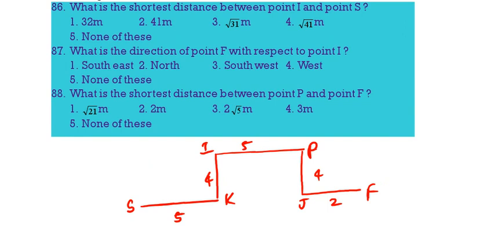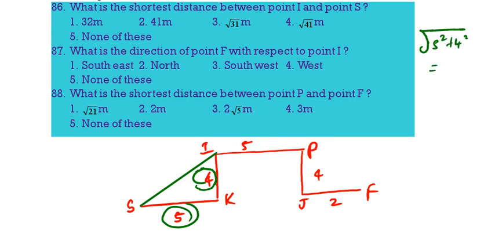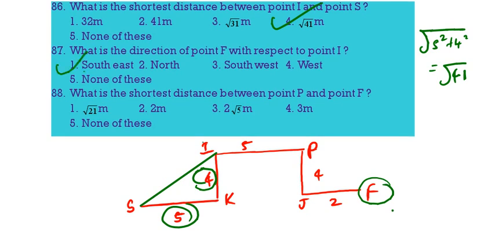What is the shortest distance between I and S? This distance. So this is 5, this is 4. That is root of 5 square plus 4 square, that is root 41. Root 41 is the correct one. What is the direction of F with respect to I? That is on the south and to the right side, so southeast.